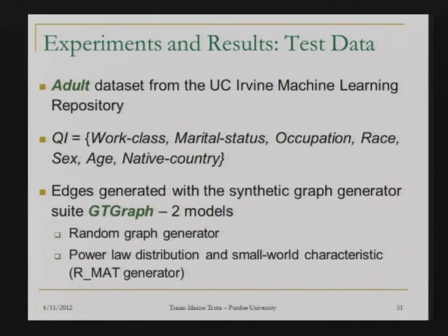We have run some experiments using the adult data set from the UC Irvine Machine Learning Repository, and we have used this data only for node information. This data doesn't have structure. We created structure using a graph generator called GTGraph, and we use two different models: a random graph generator and power law distribution with small world characteristic. We call this an RMAT generator, and those laws usually model a social network better.